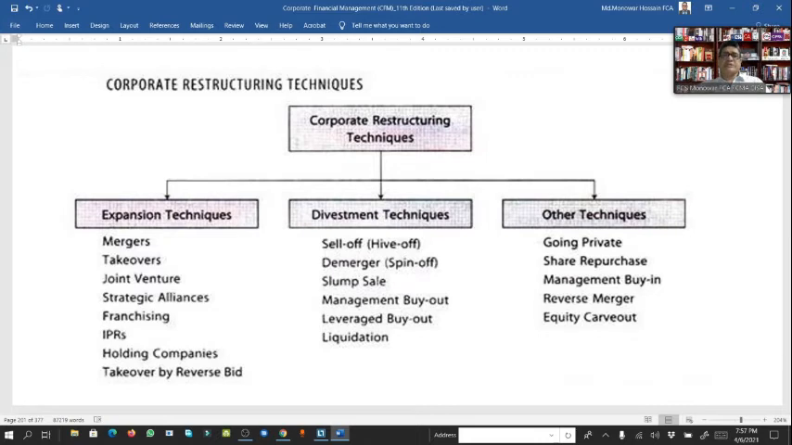And there is divestment, which means investment can be called up. Here there are different ways, such as liquidation at the final stage, and other techniques. For example, a private company can go public, or a public company can go private again, and share repurchase. Though in our country we have no permission for share repurchase, the company cannot buy its own shares for investment purposes. Our Companies Act has some restrictions. And management buyout, reverse merger, equity, etc. are other techniques for corporate or business restructuring.